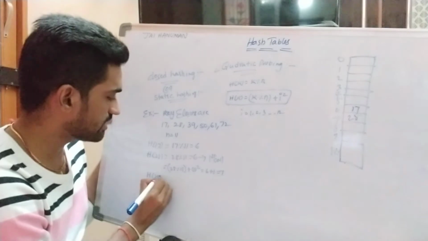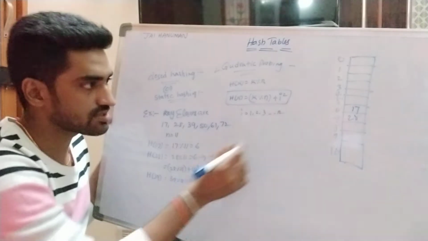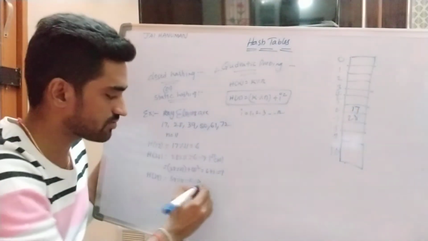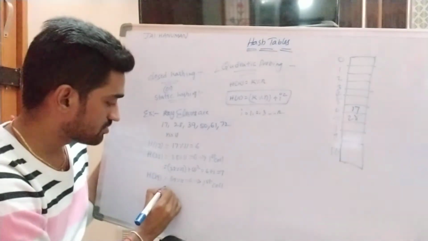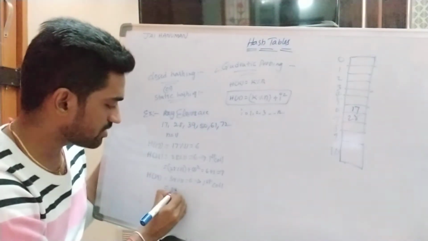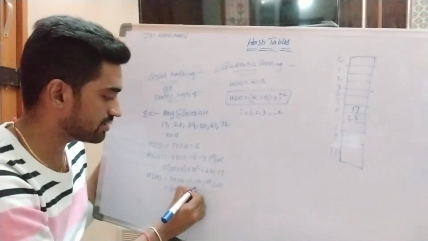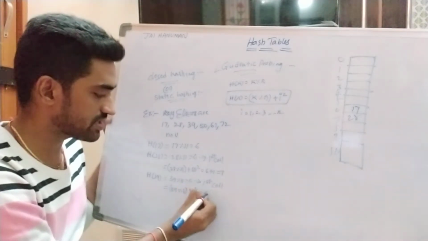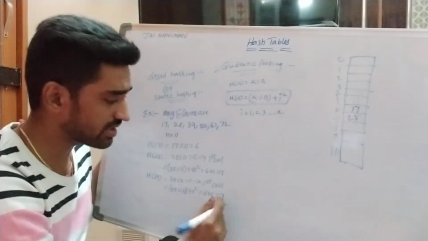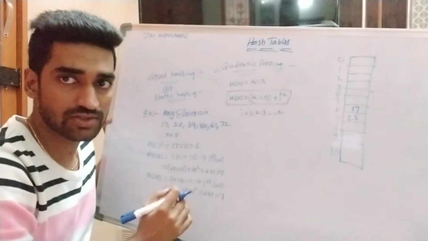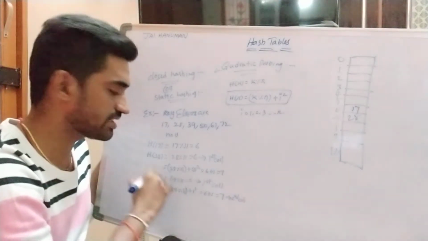H of 39. So 39 modulo division of 11, which is equivalent to 6. Sixth position is already occupied by 17. So first collision is occurred for 39 element. Then we are applying quadratic probing. 39 modulo division of 11 plus I square, 1 square. So 6 plus 1, which is equivalent to 7. So seventh position is already occupied by 28.